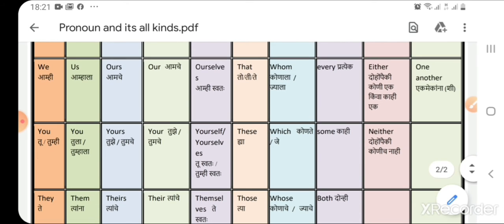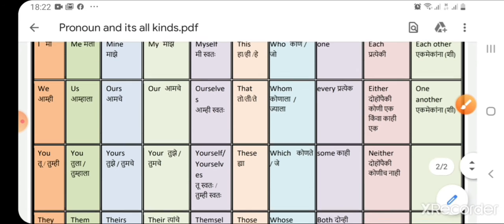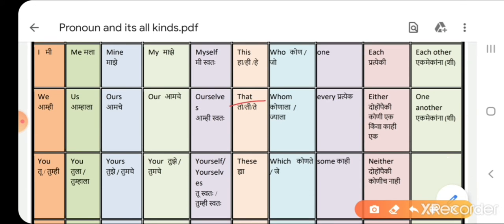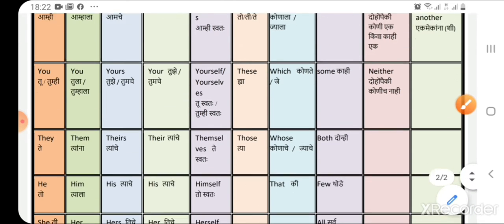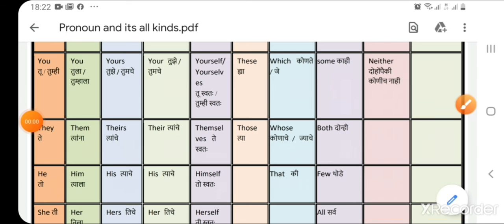Let's take an example. This is a car. For more than one, we will use not this, these. These are cars. For one distant object, we will use that is a mobile, and for many, we will use those are mobiles.